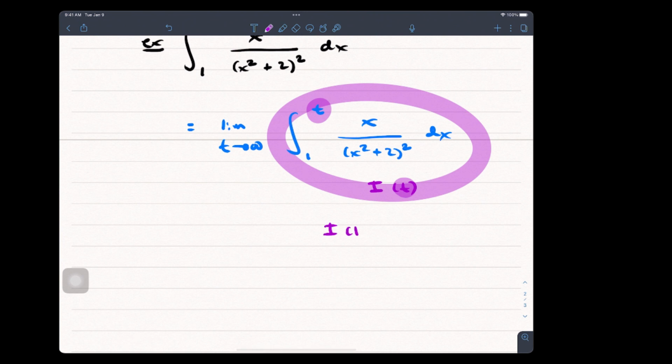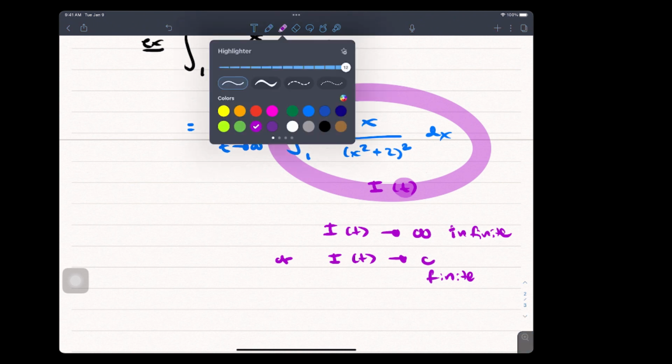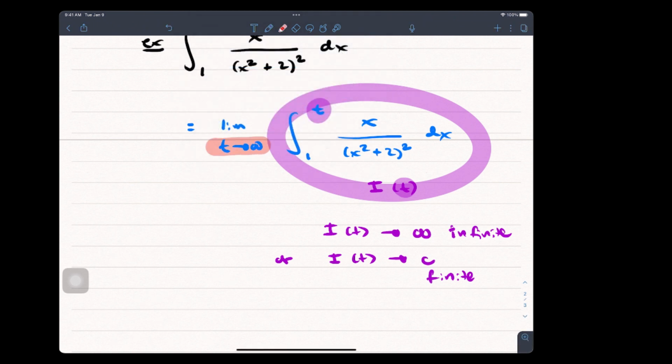Does I of t go to infinity, or does I of t go to some finite value, I don't know, c? It's finite. So is the answer finite, or is the answer infinite? Okay, you guys see what I'm saying? Either that limit's going to be infinite because it's a limit at infinity, or it's going to go to some finite number. Okay, you guys with me on that? Because it's a limit question now after you integrate. So it's two things. Integrate and then get the limit. So that's what you're doing.